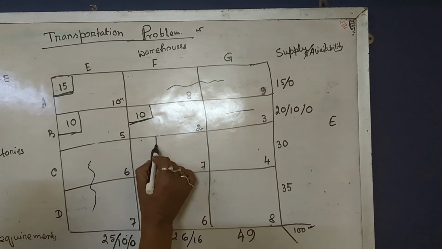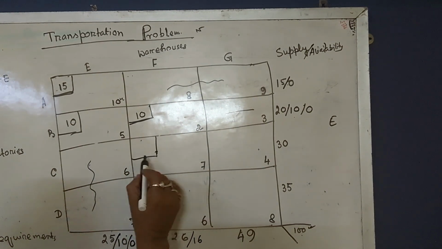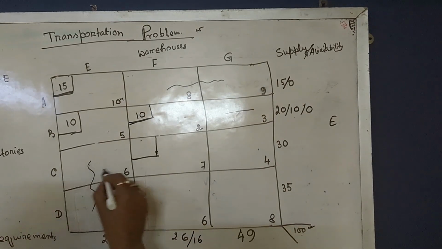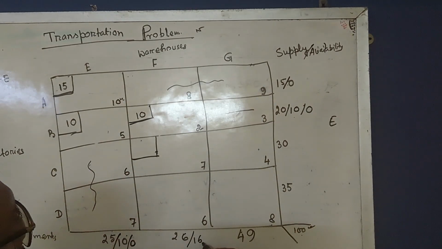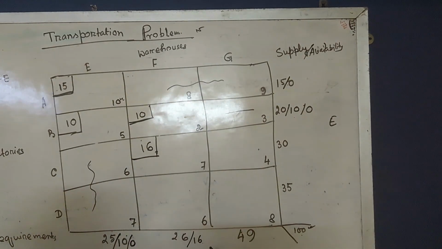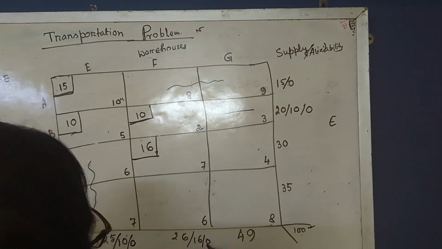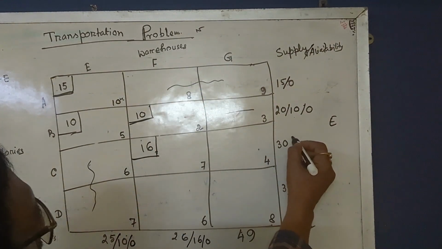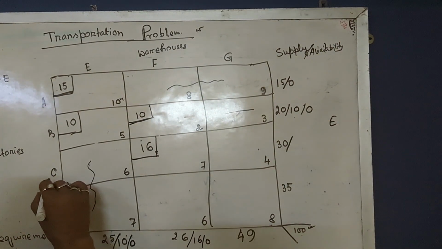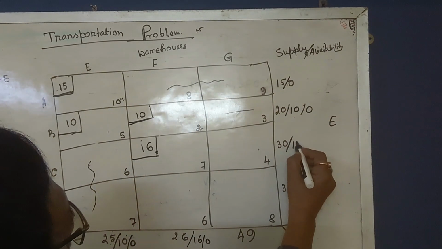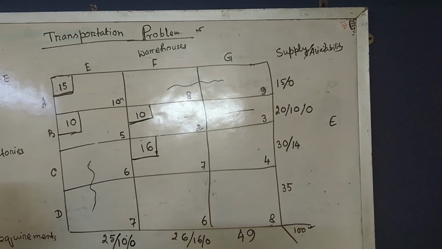Now you have to put here. How many units will you put here? 16 is the remaining requirement and availability is 30. What is the minimum? Out of 16 and 30, the minimum is 16. That's why I'm writing 16 here. The balance will be 0. That means the entire requirement has been fulfilled. And what is the balance amount for factory C? 30 minus 16. That means 14 units are still available at this factory.